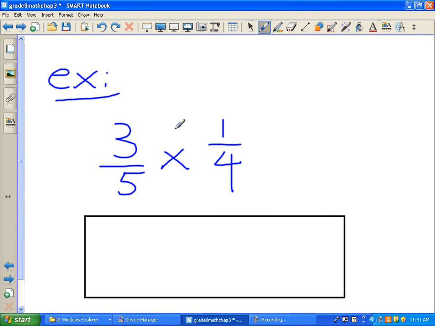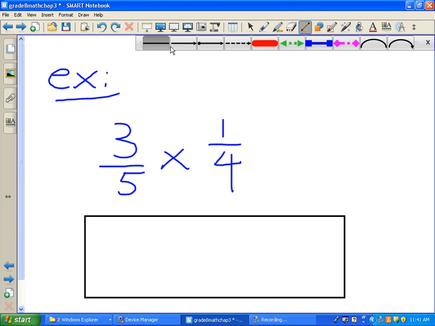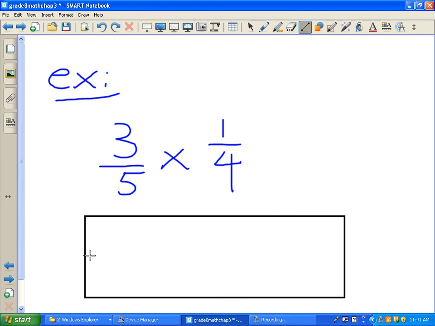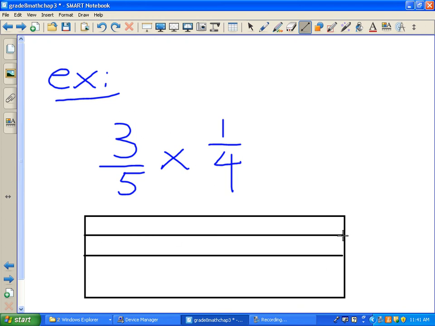So taking this one, you've got 3/5 times 1/4. So I'm going to start with my quarter first, and I'm going to break it up sideways or horizontally. So let's break it into 4 pieces. So I'll put one big slice down the middle. I'll put another slice right there and another slice right there. So I've now broken my rectangle into 4 slices, and I'm supposed to shade in 1 out of 4.